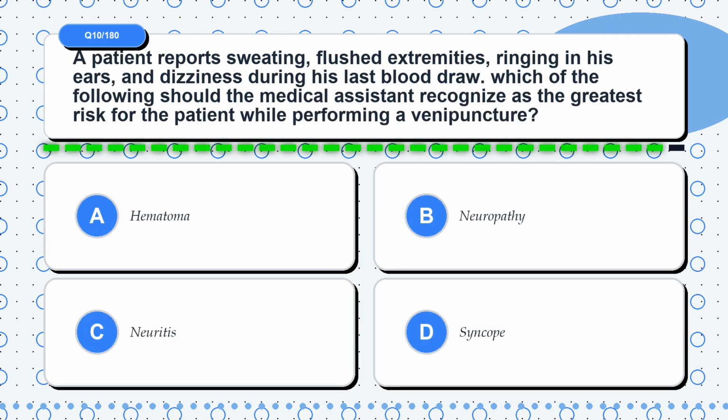Question 10. A patient reports sweating, flushed extremities, ringing in his ears, and dizziness during his last blood draw. Which of the following should the medical assistant recognize as the greatest risk for the patient while performing a venipuncture? Here are the options. Option A, hematoma. Option B, neuropathy. Option C, neuritis. Option D, syncope.